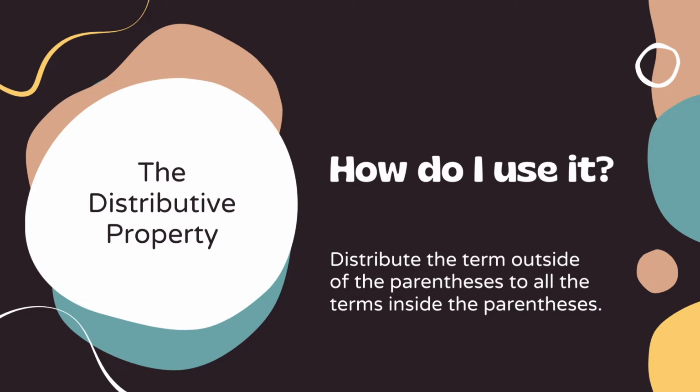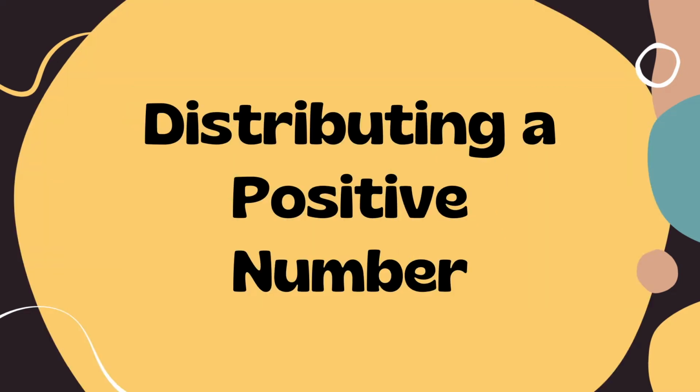All we're going to do is distribute the term outside of the parentheses to all the terms inside the parentheses. You could have 2 terms, you could have 100 terms. It doesn't actually matter. We just have to make sure that term outside the parentheses is multiplied to every single term inside the parentheses. And today we're going to do that by using the area model. So we're going to take a look at several examples, starting with distributing a positive number.